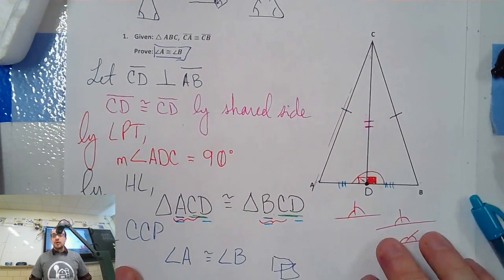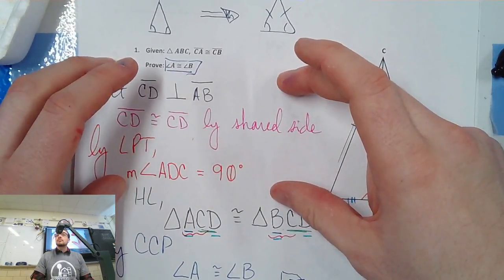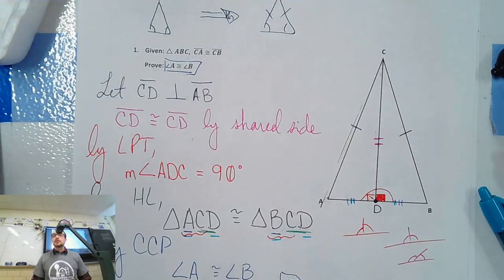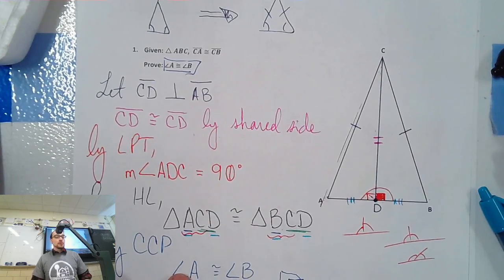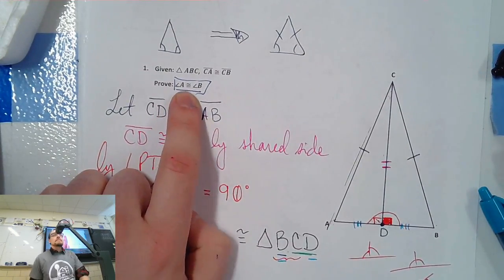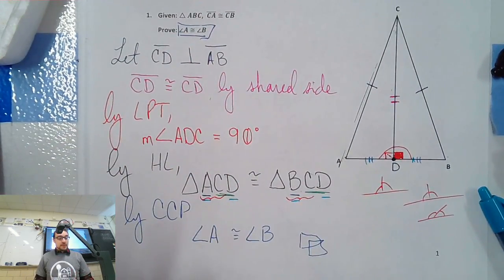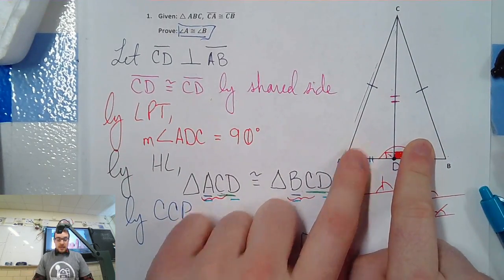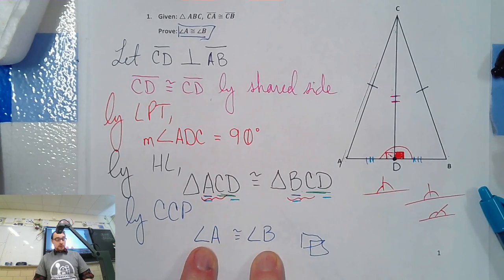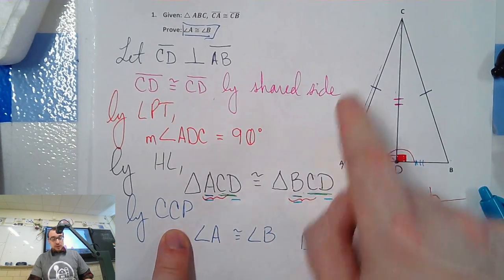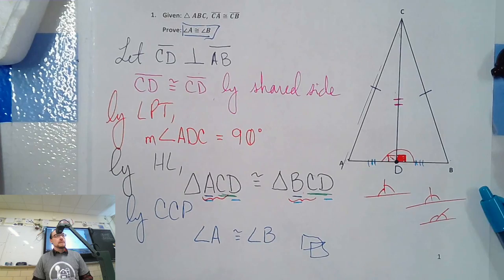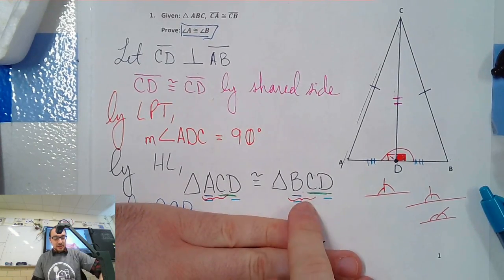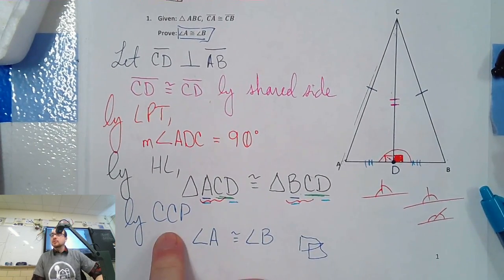So, moral of the story, get as much information as you can, prove the triangles congruent, right? That's always a good step. And then afterwards, use CPCTC to prove the parts congruent, right? That's the game plan. Get as much information as you can, prove the triangles congruent, and then prove what you want to prove congruent by using CPCTC, right? Once the triangles are congruent, their parts will be. So we had to get to here to say they're congruent, so we could say their parts are congruent.